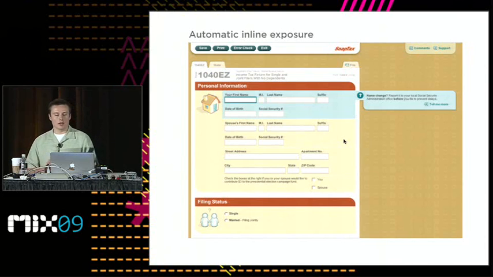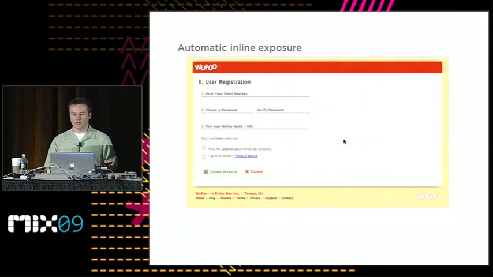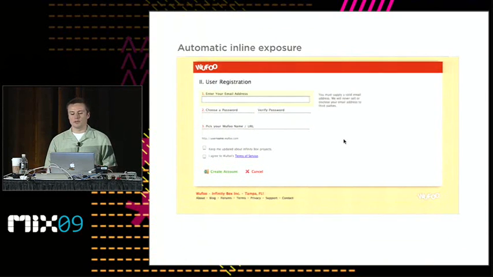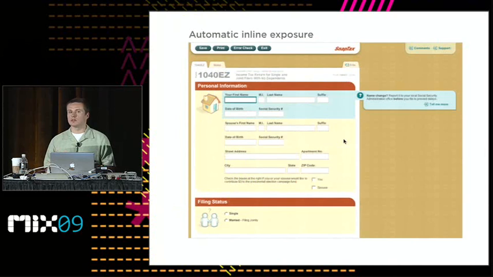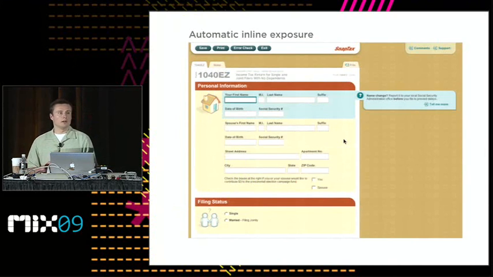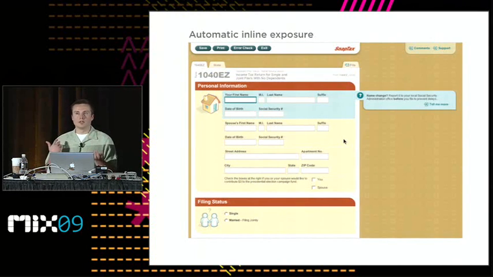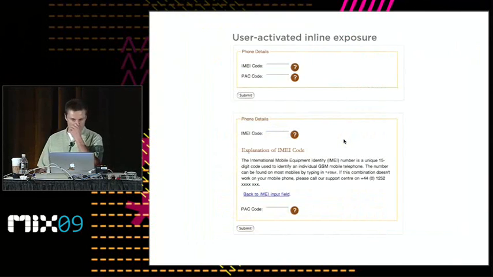The disadvantage of automatic inline exposure is that when you first come to this form, there's nothing visible that says it's going to help you. It's not until you start engaging with one of these that you get a sense that there's actually assistance provided. But the good thing about this is if it's your first time through, we can assist you as you go. Another format is user-activated inline exposure.